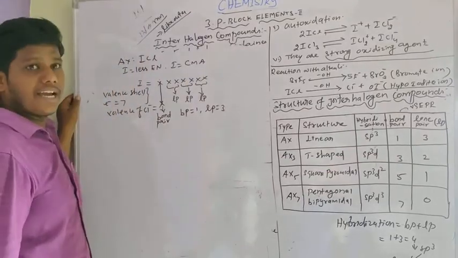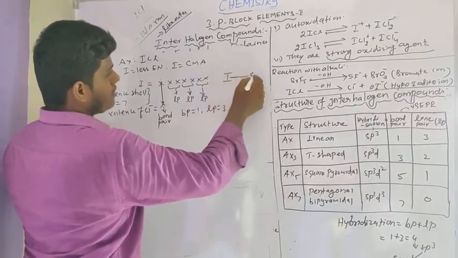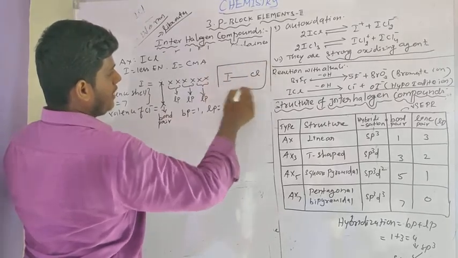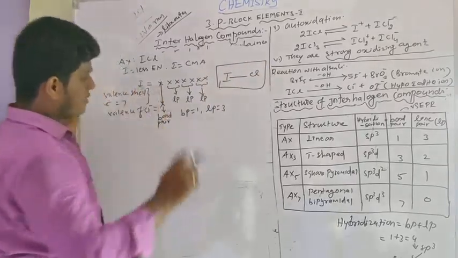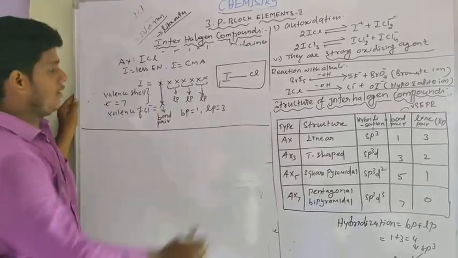So it is a linear structure. The structure is ICl, linear. That's all. It is an AX type. Okay, so next.